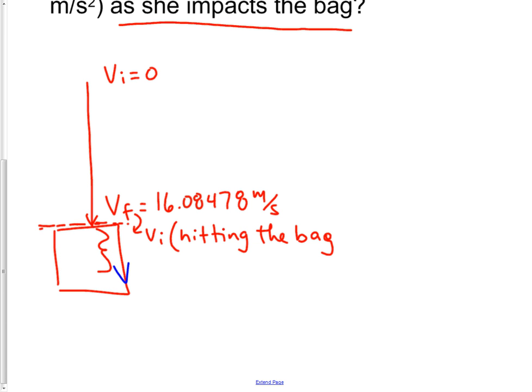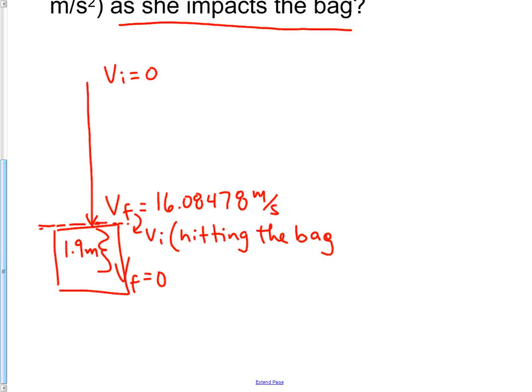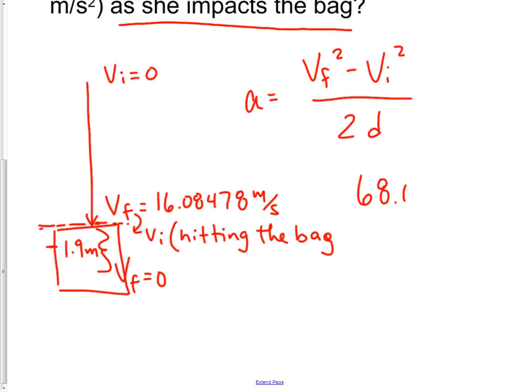VF of landing on the bag is 0, and from the problem we know that she moved 1.9 meters downward, so we'd make it negative as she hit the bag. Now then, we could go ahead and solve for her acceleration with acceleration is VF squared minus VI squared over 2D. When we do that, we find the solution to be 68.08, because there's more in my calculator, meters per second squared. It ends up being positive because the distance is negative, and that cancels out the negative in the equation. We'd round that for purposes of sig figs to 68 meters per second squared.